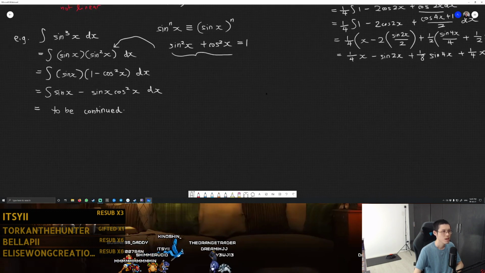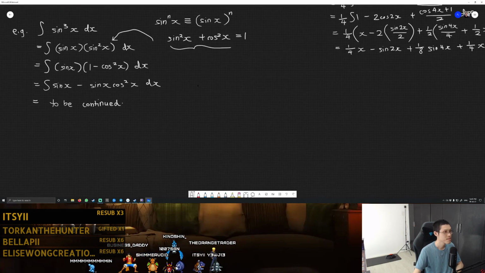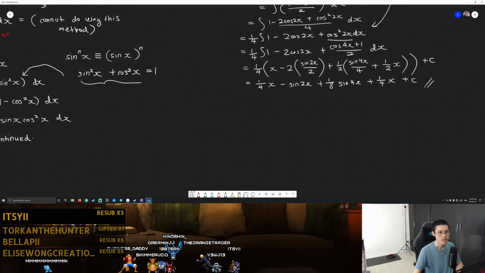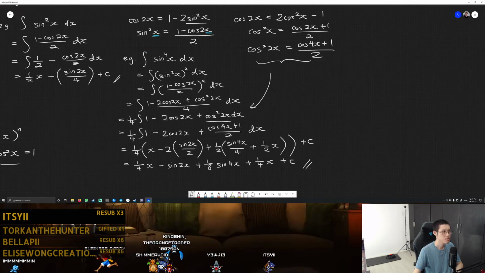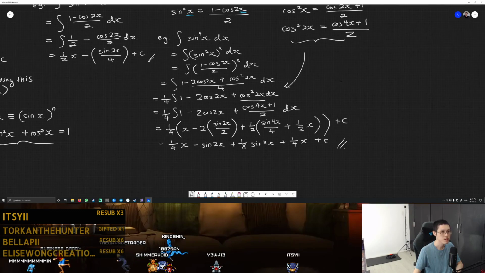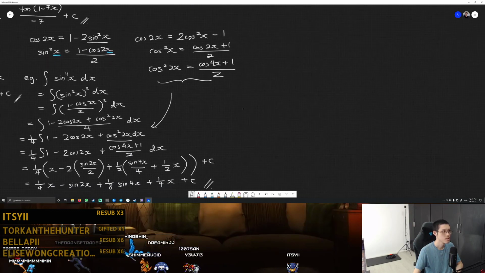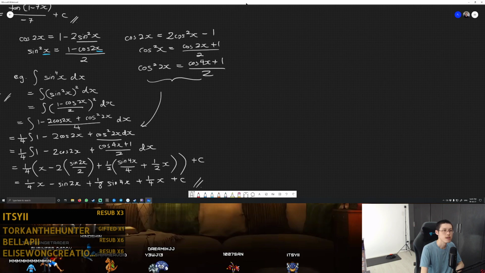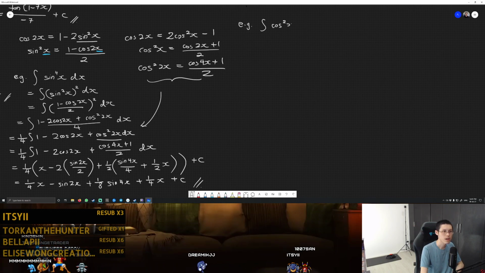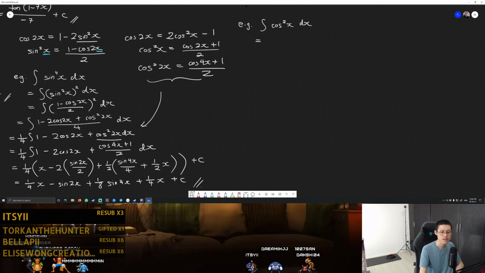Okay, so moving on. Let's do the examples for cos. Let me see if we can move it over here like this. Okay, let's say we want to integrate cos squared x dx. All right. So how do I integrate cos squared x? First, we have to use the double angle formula to get rid of the square. So which one do we want to use? We want to use this one right here.